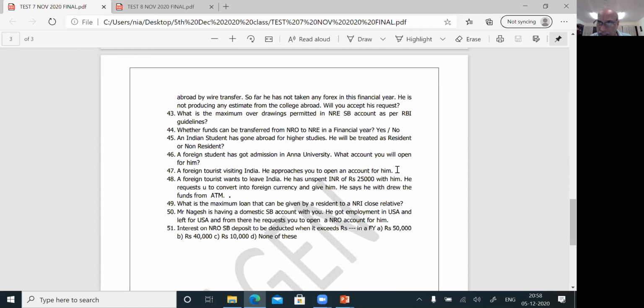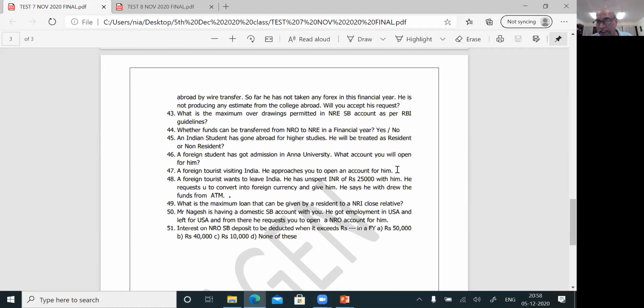When he leaves India, if it is within 6 months and if there are no local credits, what are the two conditions I told you? The maximum account period is 6 months, and no local credit should be permitted in that account. Only foreign inward remittance can come, or the foreign FCTCs he brought with him, or foreign currency notes he has brought with him, he can credit that. So no local credits are possible.